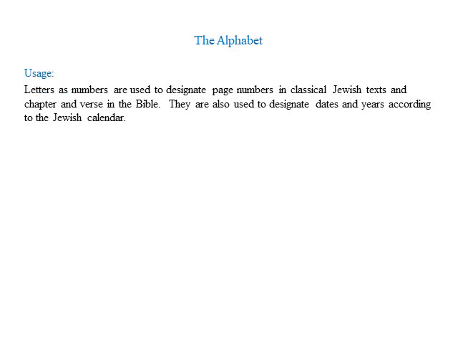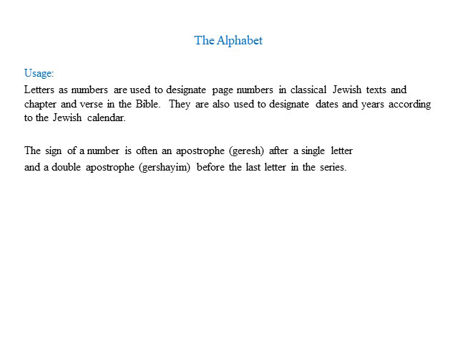How do we use these numbers? Letters are used in Hebrew as numbers to designate page numbers in classical Jewish texts and chapter and verse in the Bible. They are also used to designate dates and years according to the Jewish calendar. The sign of a number is often an apostrophe called a geresh, when the number is just a single letter, and a double apostrophe called gershayim, put between the last two letters in the series. That will tell you that this is a number and not a word.